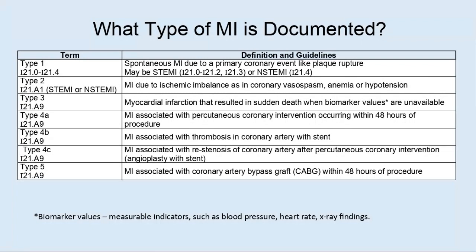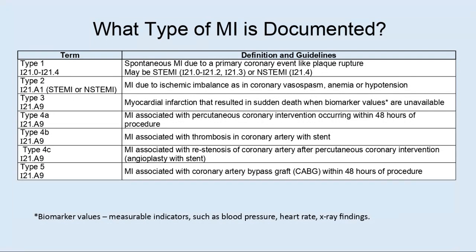Type 2 is due to ischemic imbalance such as a coronary vasospasm, anemia, or hypotension. Type 3 is a myocardial infarction that resulted in sudden death when biomarker values are unavailable. So this was a surprise. The biomarker value is an indicator that there's a problem, an indicator that might be measured, such as blood pressure, heart rate, x-rays, that kind of thing.